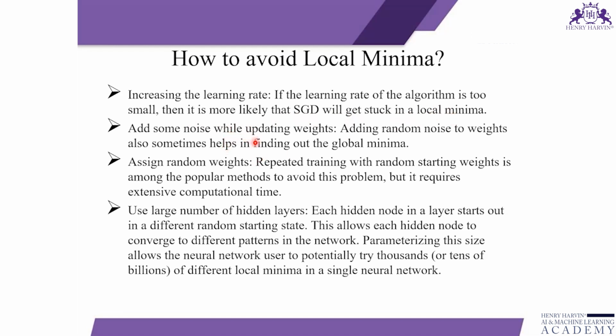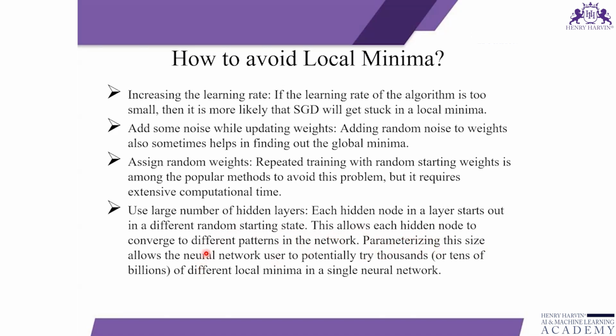We can add some noise while updating weights. So when we add random noise to weights, this can sometimes be helpful in finding the global minima. Assign random weights. Repeated training with random starting weights is the most popular method that we try to avoid this problem. But here the problem is the computational time. We can use a large number of hidden layers. So each hidden node in a layer starts out in a different random starting state. So this allows each hidden node to converge to different patterns in the network.